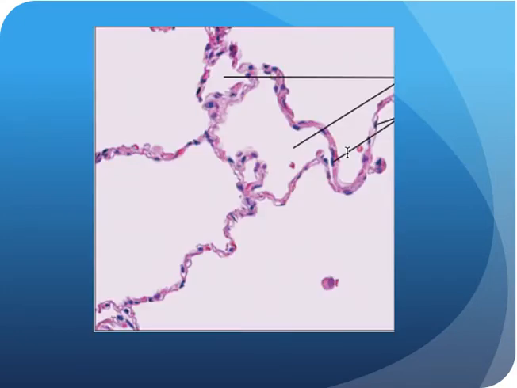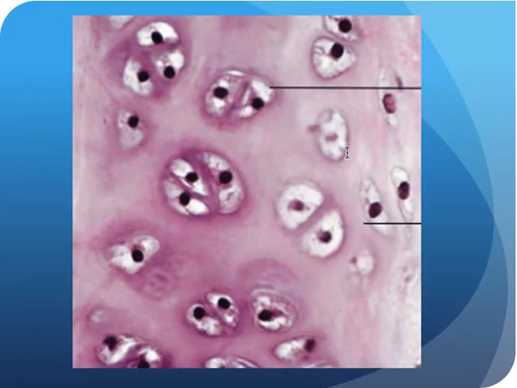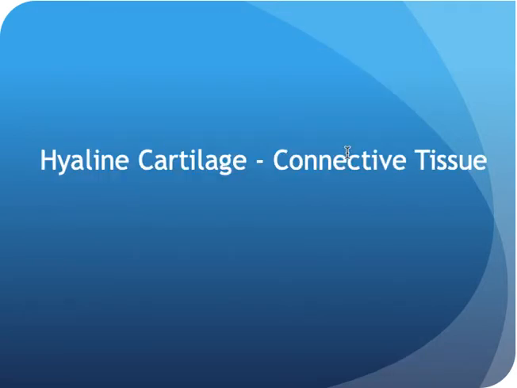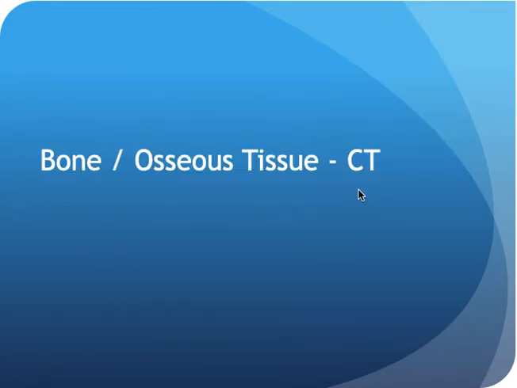This one. We got the simple squamous epithelium. This one, another cool one. This one looks really, really cool under the microscope too. This is going to be my hyaline cartilage, okay? But again, it's cartilage, but cartilage is a type of connective tissue. So don't forget that connective tissue part. And this is going to be my bone or my osseous tissue. But again, I got to put bone, osseous tissue, connective tissue.